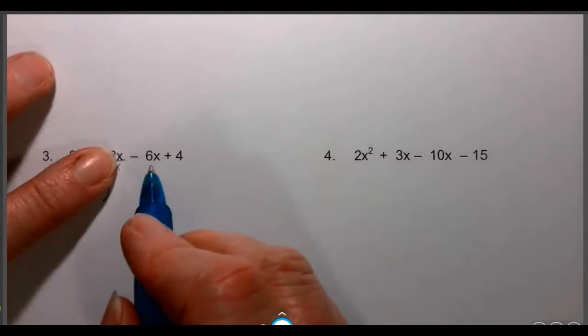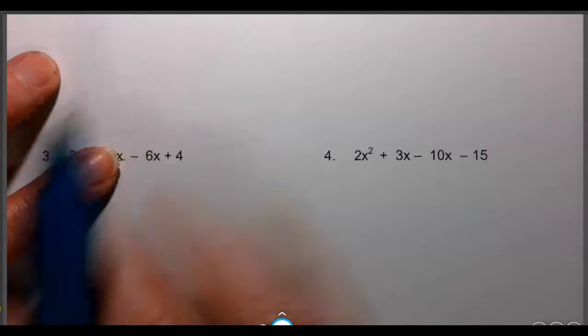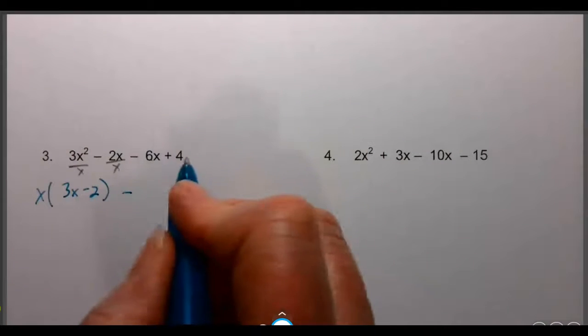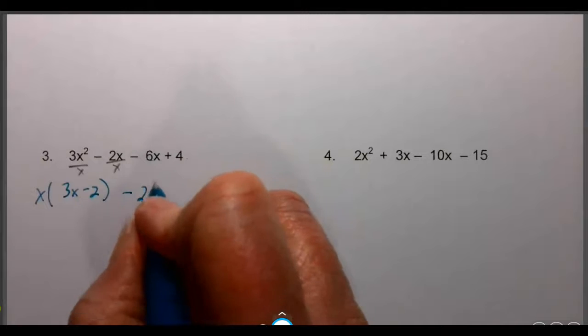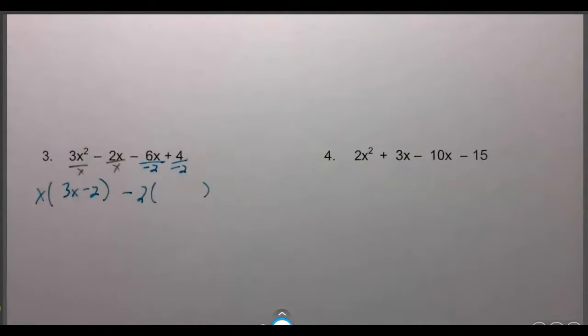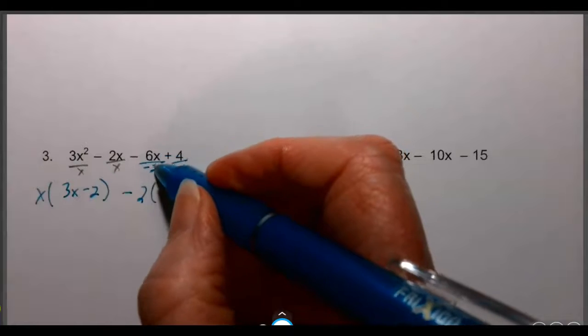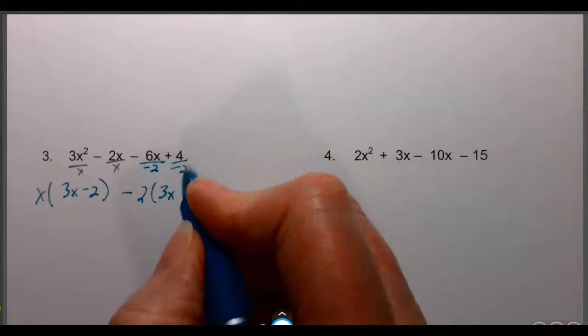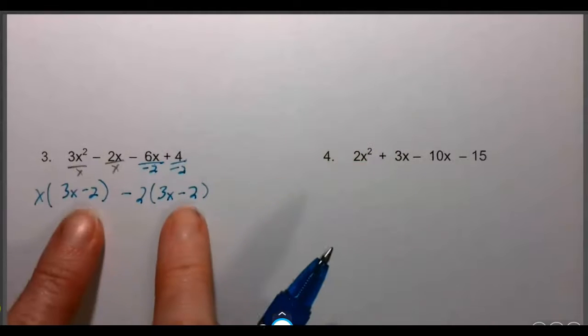Okay? Now, oh, hey, we have a third term that's negative. Third term is negative. So I have to take out a negative. What do they both have? They're both divisible by 2. And this is where I think it's really helpful if you might want to put that right underneath what you're dividing by. So negative 6x divided by negative 2 is positive 3. 4 divided by negative 2 is a negative 2.